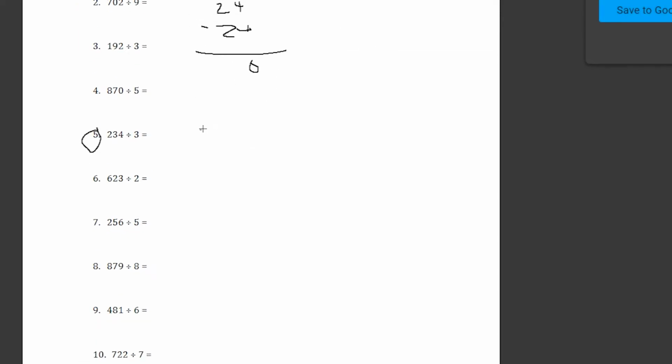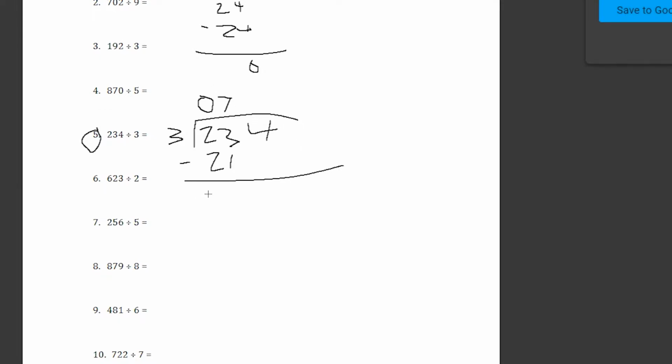For number 5, we have 234 divided by 3. So first, we can't do 2 divided by 3 because 3 is larger than 2. So we're going to put a 0 as a placeholder once again. Now we can do 23 divided by 3, and 3 goes into 23 7 times, and 7 times 3 is 21.